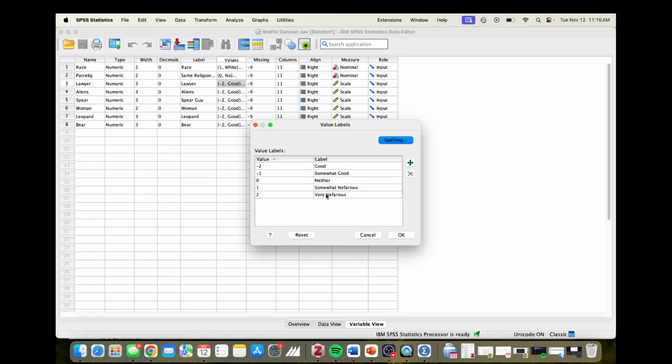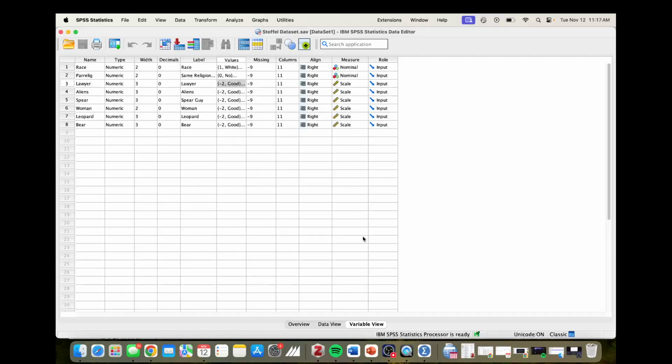To do this, you have to have each of your artifacts that your respondent was exposed to accounted for with its own variable, and then coded accordingly with how the respondents were expected to respond to that given variable. Naturally, these all have to be measured in the same way. So he asked the same question for every character that the person was exposed to, whether it be the lawyer, the aliens, the guy with the spear, the woman, the leopard, or the bear. These all got different scores based on how people responded to them and if they thought the character was a depiction of a good character or a nefarious or evil character.